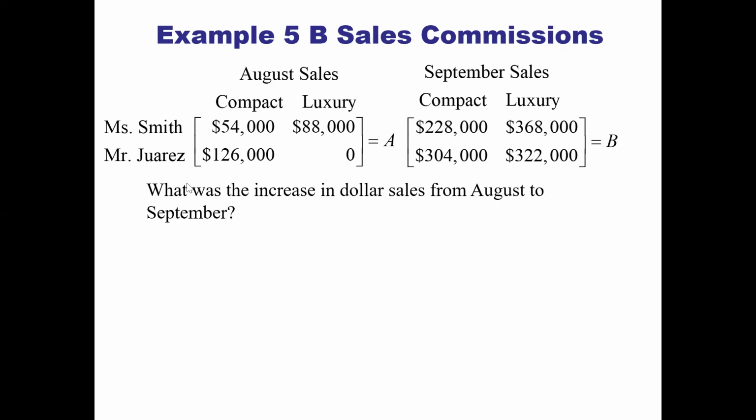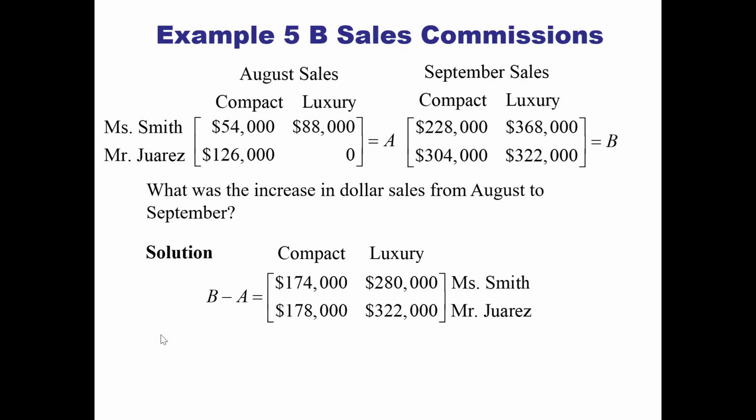Okay. Now, what was the increase in dollar sales from August to September? Well, now we're going to take B minus A and figure out what that is. And so B minus A, well, we take 228 minus 54, 368 minus 88, 304 minus 126, and 322 minus 0. And we end up with this matrix. Okay. And so again, it's just the matrix B minus A.